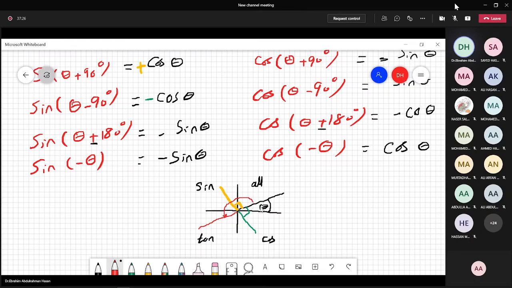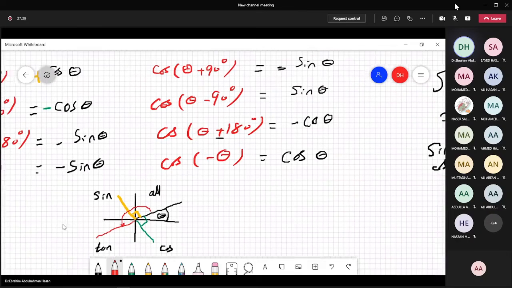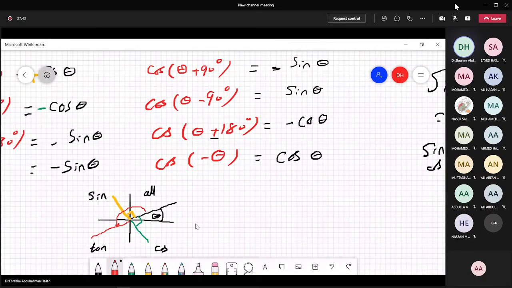Okay, minus theta, again it is sine. So minus theta, if this is theta, then minus theta will be here. And sine in fourth coordinate will be negative. هذه positive, this is negative. Similarly for cosine. Okay, cosine theta plus 90 is changed to sine, and it will be here in second. In second, and it بتكون positive. Sorry, in second cosine will be negative, so then it is minus sine theta.